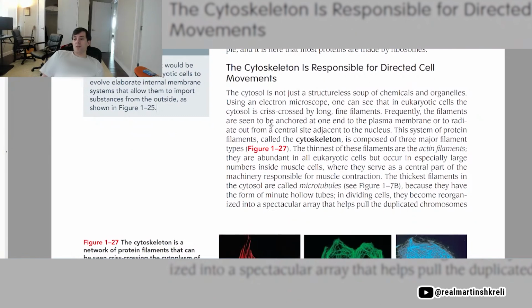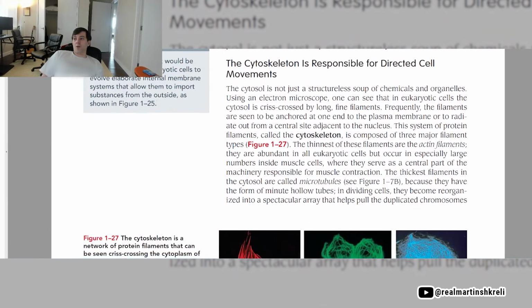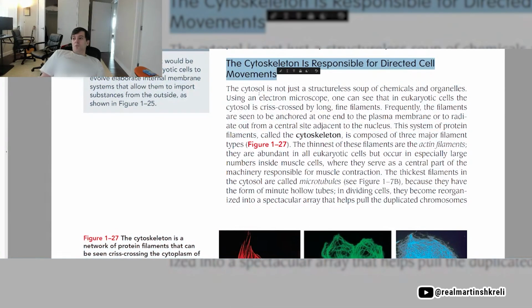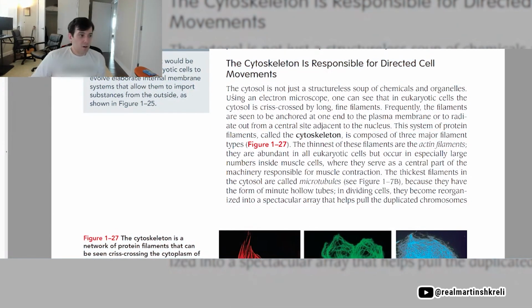Let's talk about the cytoskeleton, and then we'll wrap up this chapter. The cytoskeleton is responsible for directed cell movements, and then we'll go on to our second Harvard textbook. Maybe we'll do linear algebra next, or maybe computer science. I don't know, whatever you guys want.